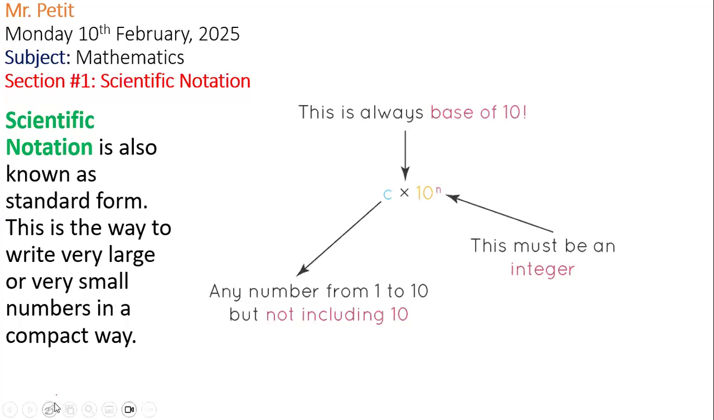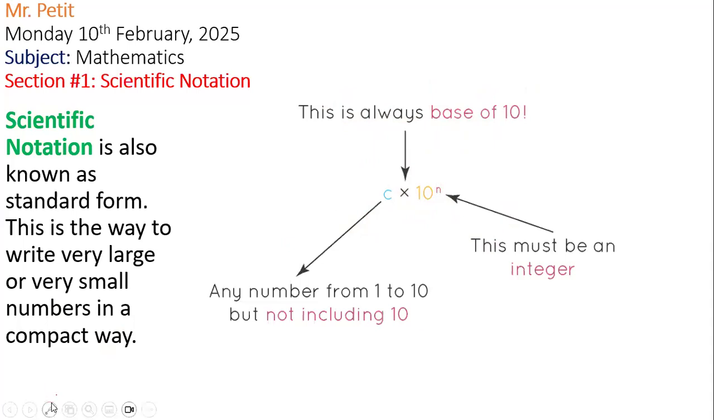Write this down, please. So it's going to be a number from 1 to 10, not including 10, right? And n must be an integer. So C multiplied by 10 to the power of n. The base has to always be 10. And this is how you know that a number is in scientific notation, if it follows a specific pattern. So let's look at some examples.